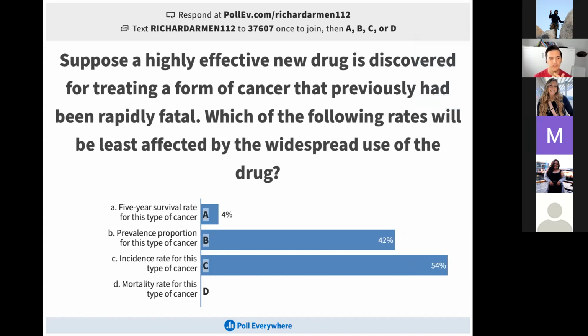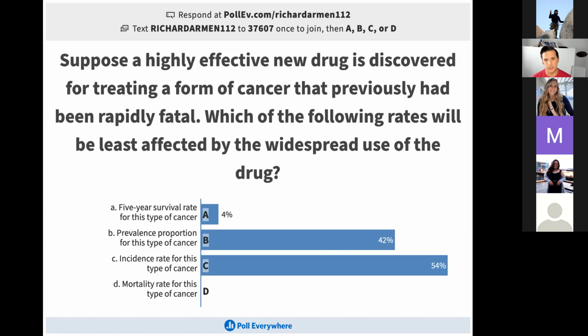5-year survival rate. So let's think about, will this be affected? This drug is better treating a previously rapidly fatal cancer. So the 5-year survival rate will be affected because more people are going to be living longer because there's a better treatment. So that one would be affected pretty greatly by this new drug.